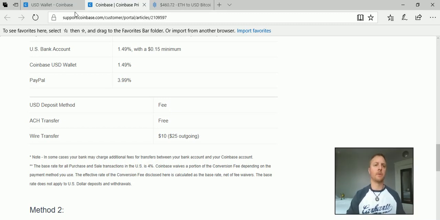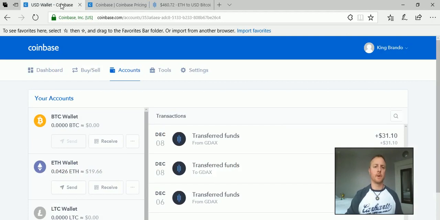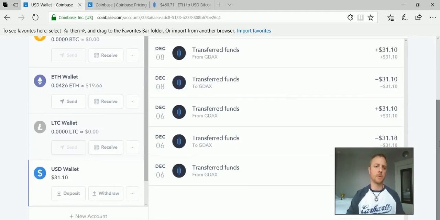Unfortunately, I'm not going to be able to show you how to transfer your USD from your bank into your USD wallet here on Coinbase, but I can give you a quick example. You just head over to Accounts, scroll on down to your USD wallet, hit Deposit, and decide how much money you want to transfer. Now remember, you do have to have a checking or savings account to be able to do that.